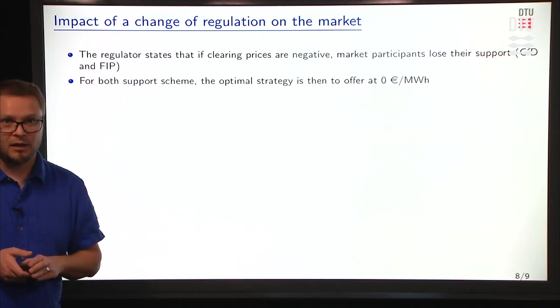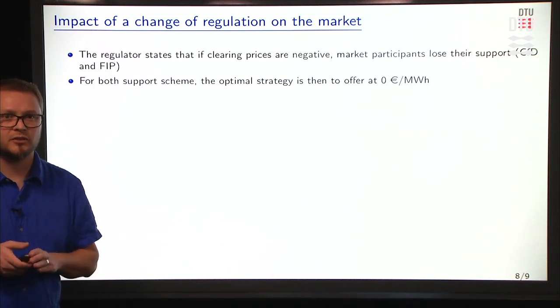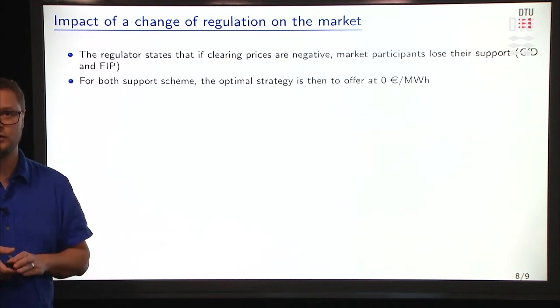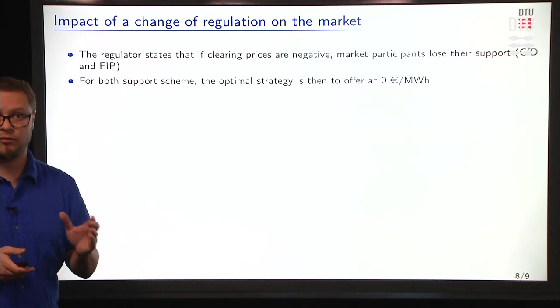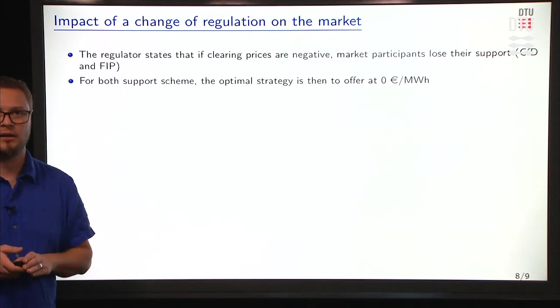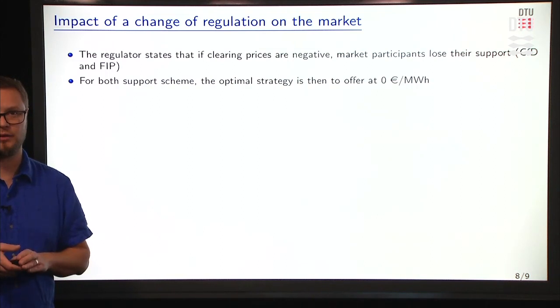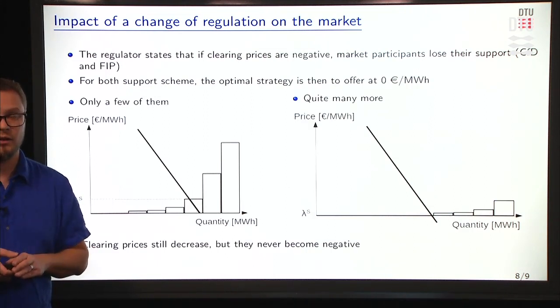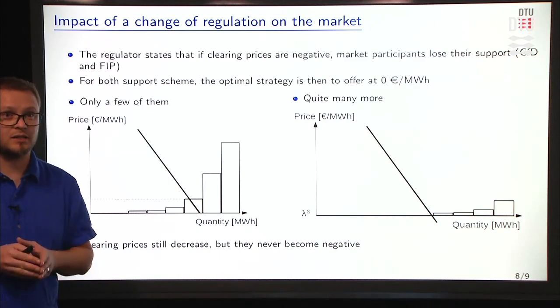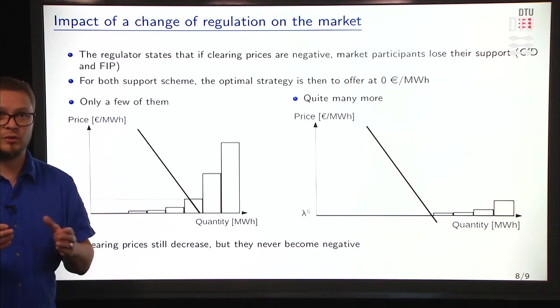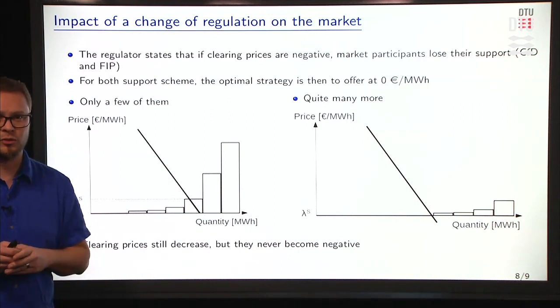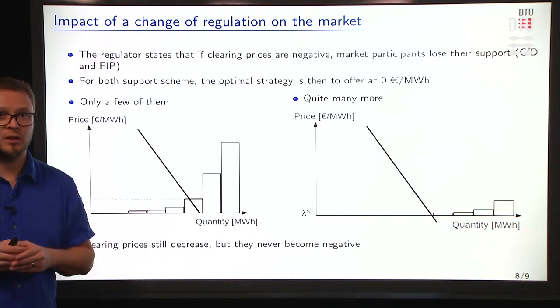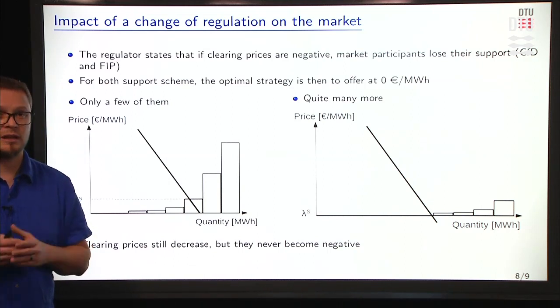Something that happened in Denmark and that could happen anywhere is that the regulator states that if the clearing prices are negative, then the market participants would lose their support, being CFD or FIP. What would be the impact on the offering strategy of all these participants? The impact is fairly simple. In both cases, the optimal strategy will then be to offer at 0 euro per megawatt hour, because you know if you go negative and you set the price, you will lose the support and you will lose quite a lot of money. You would have to pay to produce. But if you offer at 0, you will not lose your support, and worst case scenario, you're going to be scheduled at 0.